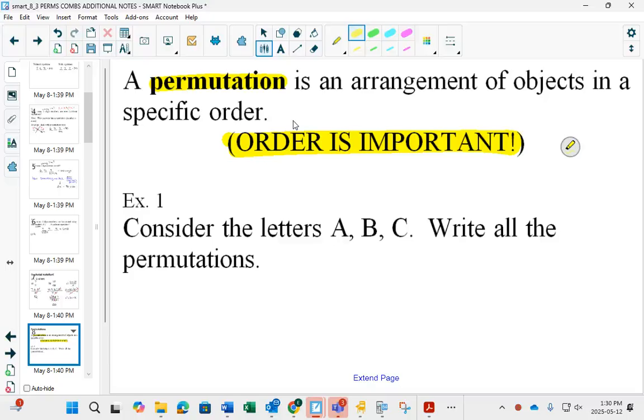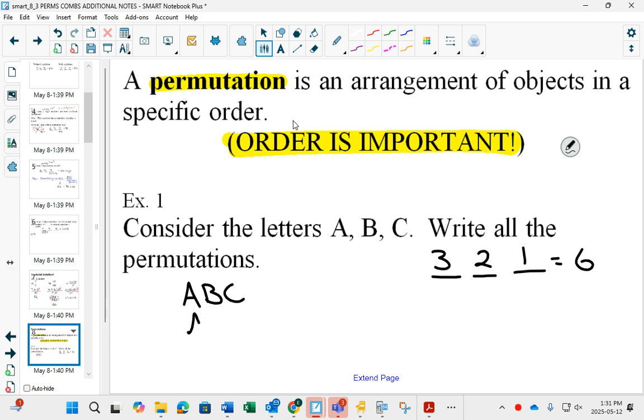Like ABC, you'd have 3 spaces, starting with the 3 choices, then 2, then 1. There's going to be 6 total, and if you wanted to write them all: ABC, ACB, BAC, BCA, CAB, CBA.